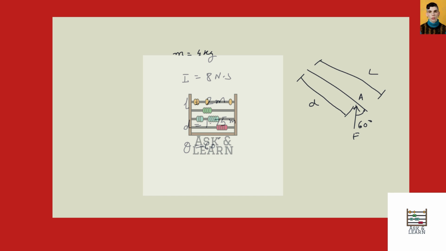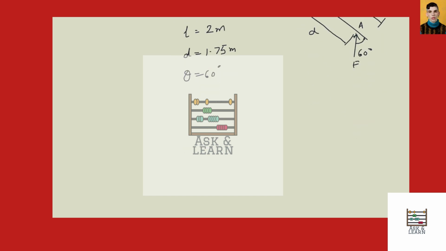So what you can do is find the moment of inertia of the rod about the center of mass. So I will be equal to 1 by 12 m L squared. So you have 1 by 12 times the mass, 4 kg, times 2 squared. This is equal to 1.33 kg meter square, the moment of inertia I've got.